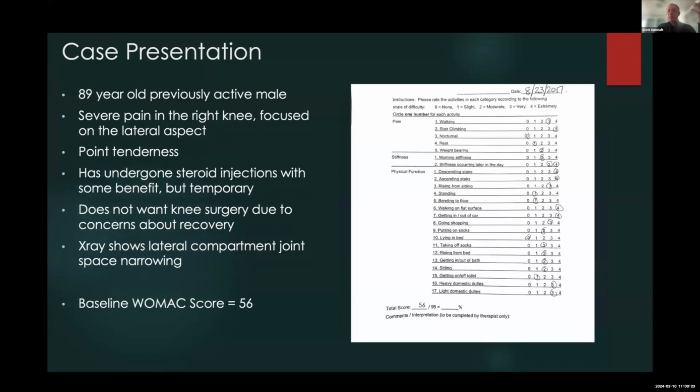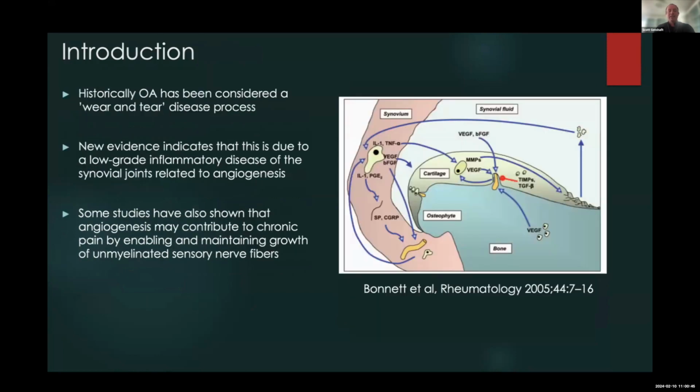And so when these patients come into our clinic, we do a full clinical examination. We look at their knee, we make sure it's not unstable, which would definitely require surgical correction. Usually it's just pain. And so we evaluate them with this WOMAC score to evaluate the severity of their knee osteoarthritis and how it's affecting their life. And you can see this patient had a pretty high score of 56.